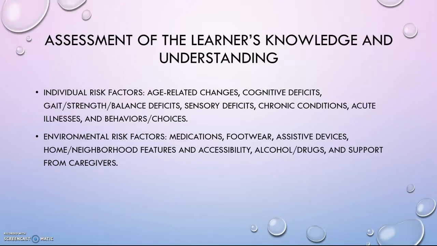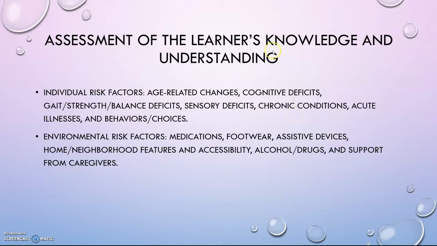For the high fall risk patient, the first step would be to assess the patient's total risk factors, which could either be individual risk factors or environmental risk factors. Usually what we see is a combination of both. Individual risk factors include age-related changes, cognitive deficits, gait strength or balance deficits, sensory deficits, chronic conditions, acute illnesses and behaviors or choices. Environmental risk factors include medications, footwear, assistive devices, home and neighborhood features and accessibility, alcohol and drugs, and support from caregivers.